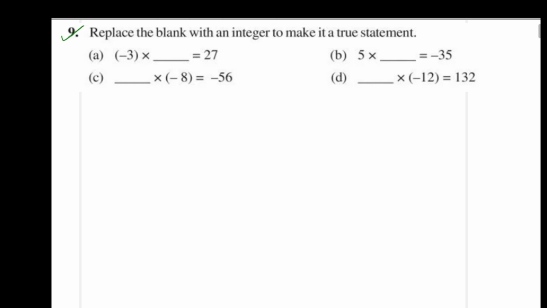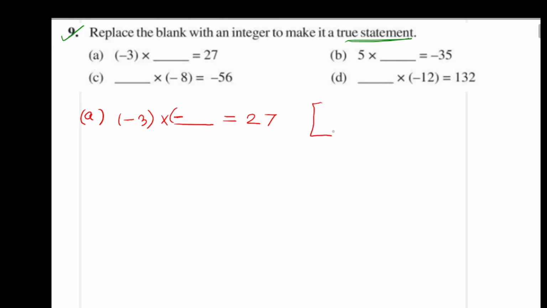Replace the blank with an integer to make it a true statement. Number A, what is given? That means with minus 3, what do we have to multiply to get 27? Now this is negative, but our answer is positive. That means definitely this number should be negative. Then only we will get the positive answer.